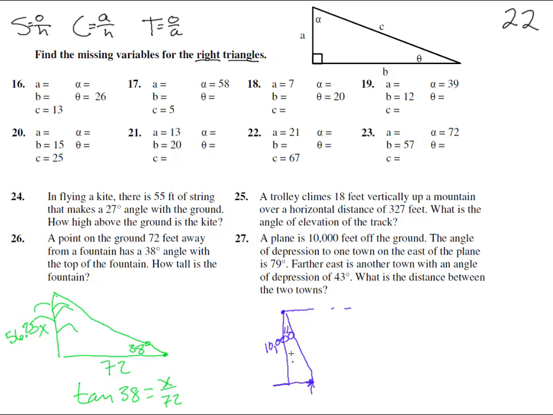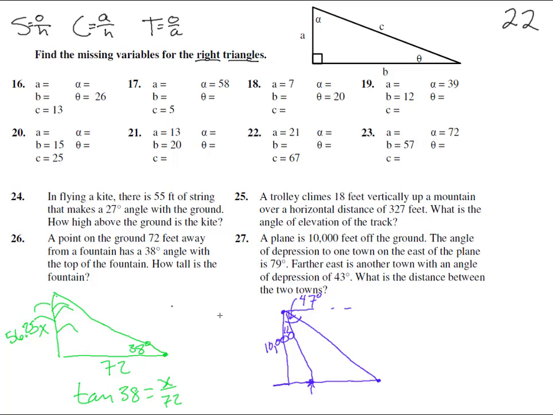There we go. Then it says the angle of depression to another town is 43 degrees further east. So over here, and you go down 43 degrees to get to that guy. So 43 here would be 47 in here, 47 degrees in there. So you got to be careful with those two angles there. So we've got to find out what is the distance between the two towns. So we've got to find out this.